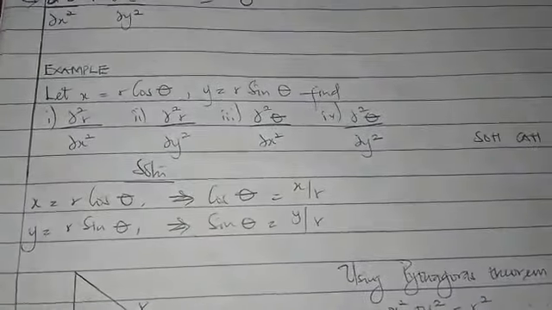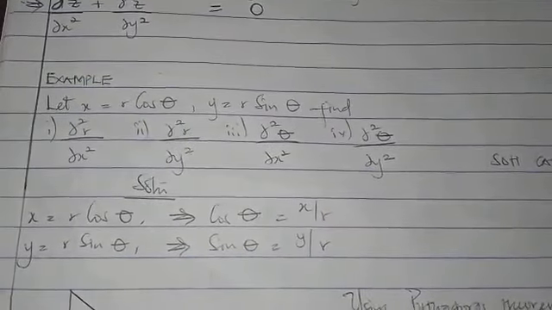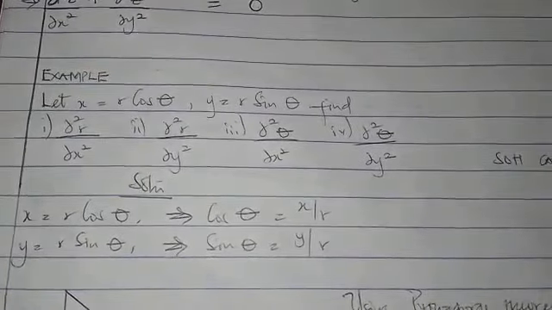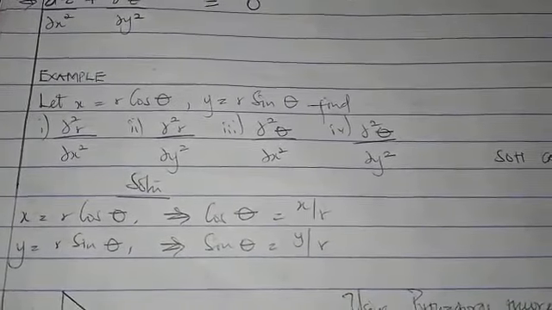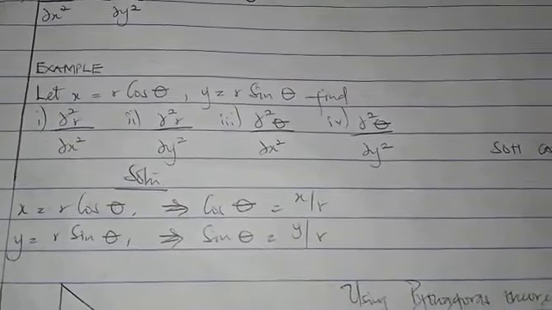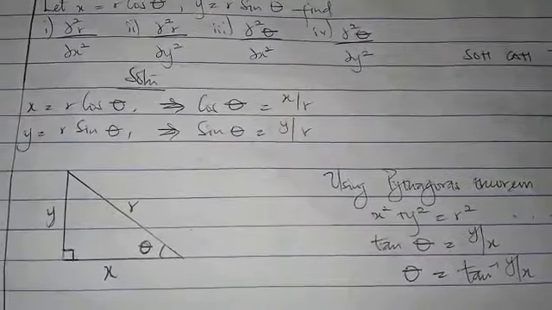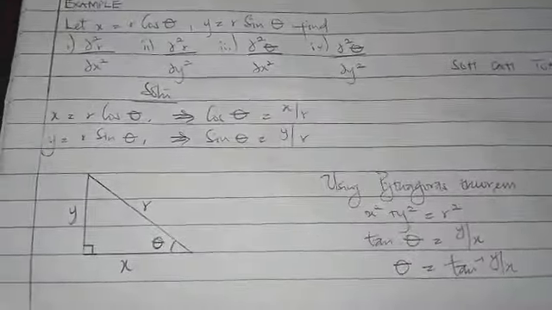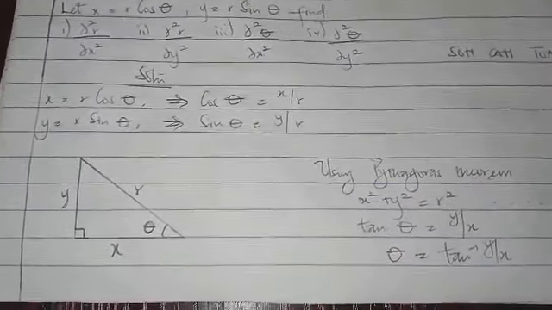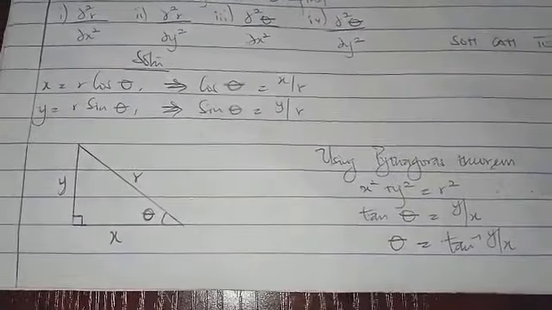All right, so you're given: let x be equal to r cos theta, y be equal to r sin theta. Find the second partial of r over x squared, the second partial of r over y squared, the second partial of theta over x squared, and the second partial of theta over y squared. Solution: x is equal to r cos theta. It implies that cos theta is equal to x over r. y is equal to r sin theta. It implies that sin theta is equal to y over r.